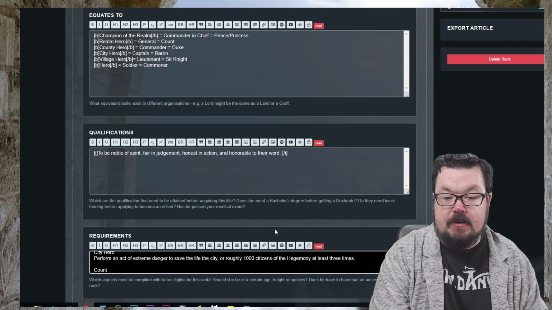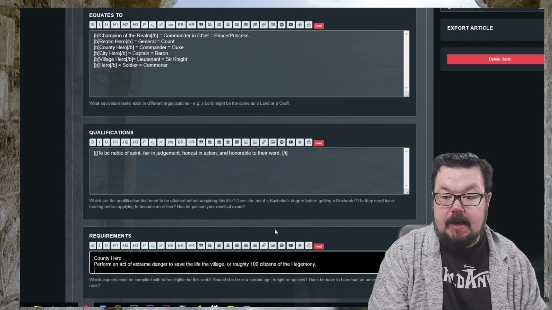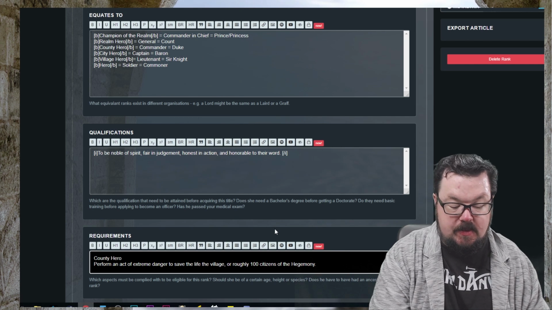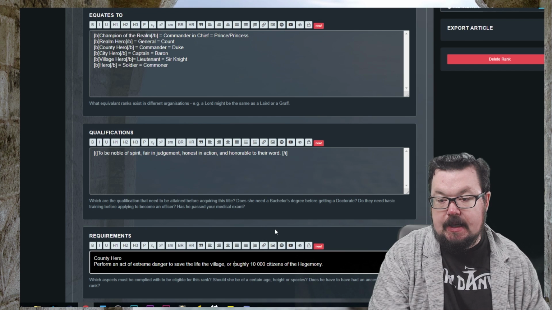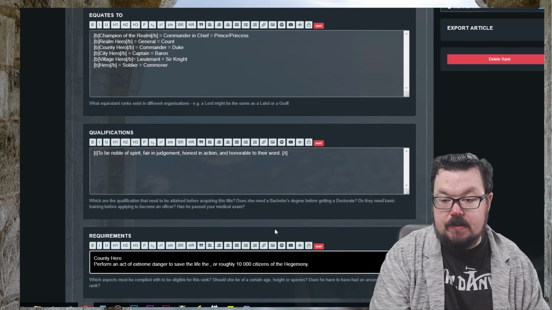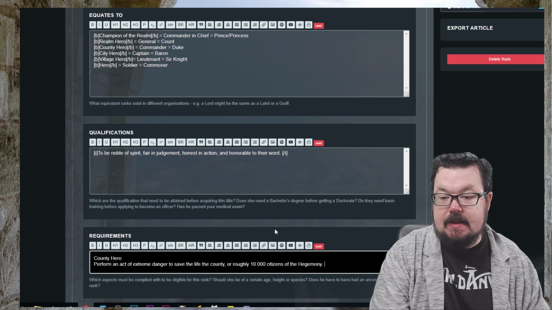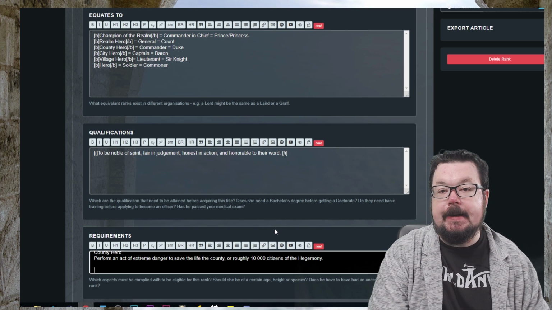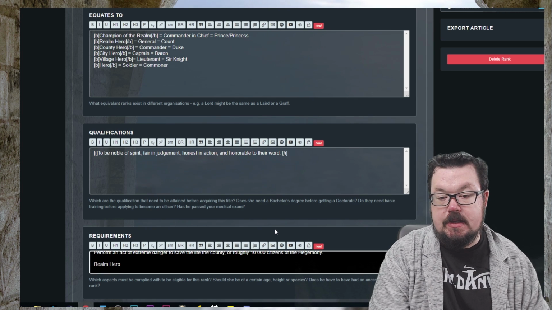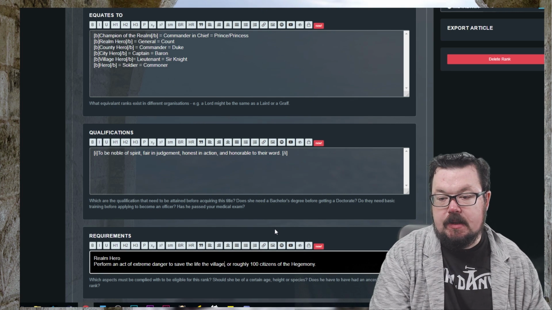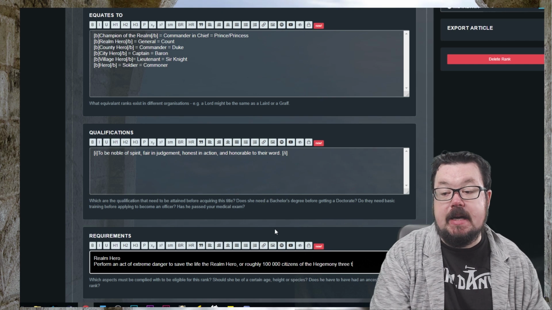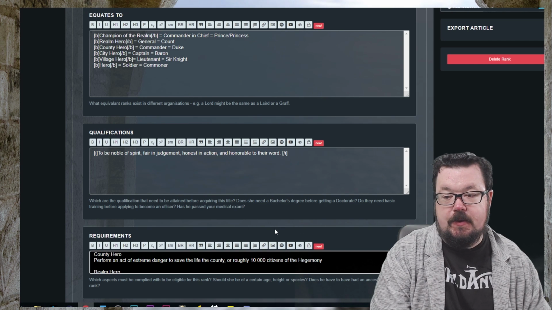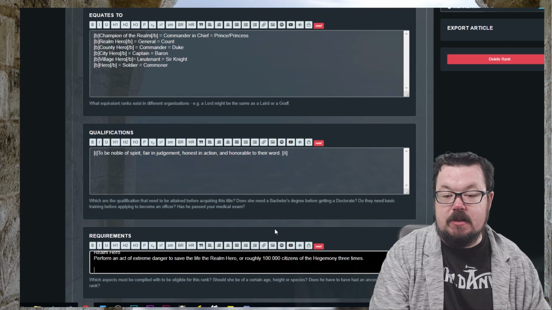So county hero. We're going to say this. We now know where we're going with this. So this is 10,000 people. Boom, boom, boom. So this is a county's worth. 10,000 citizens of the hegemony. Realm hero is exactly the same, which is roughly 100,000 citizens. 3 times. Because, well, we're not just going to give these away to anybody.